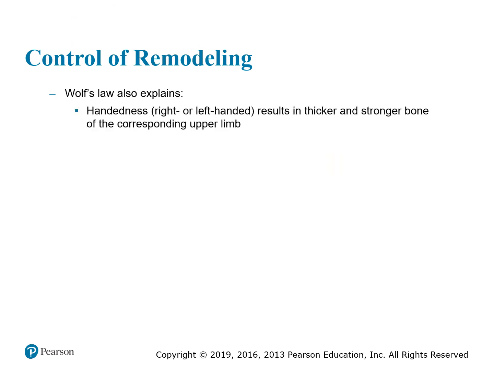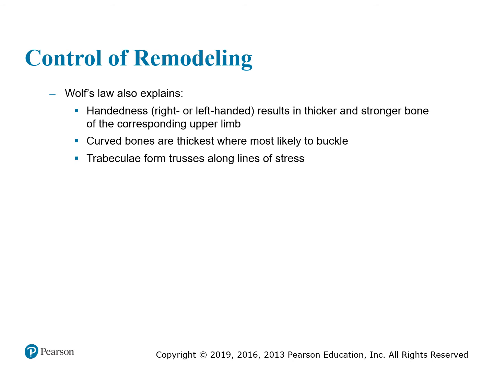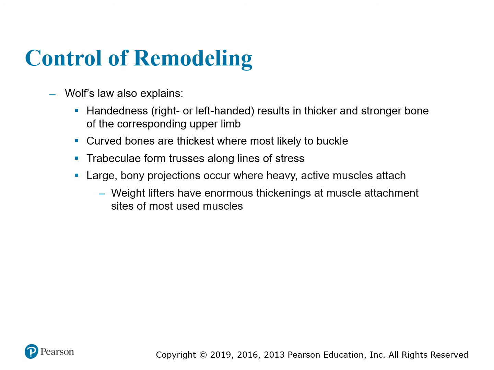Now, Wolff's law will also explain some things that happen that you can see in the skeleton. Whether you're right-handed or left-handed, this will result in thicker and stronger bone of your dominant limb. And this is something that we talked about in lab. Curved bones are the thickest where they're most likely to buckle. You're going to see trabeculae reinforce or form trusses along lines of stress. So in spongy bone, the trabeculae are not laid down at random. They're actually going to be directional along lines of stress.